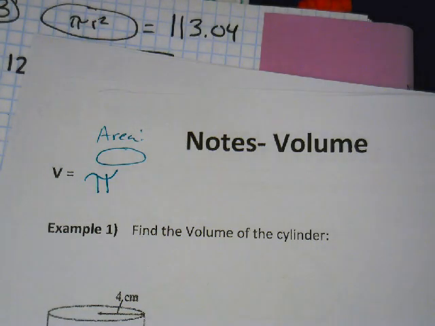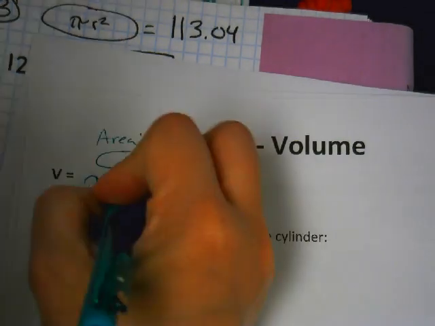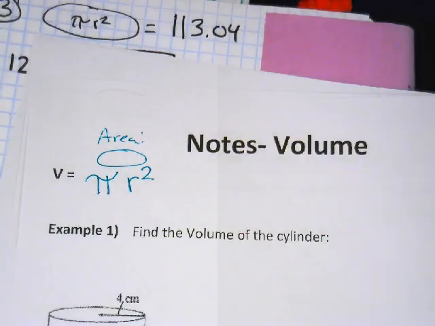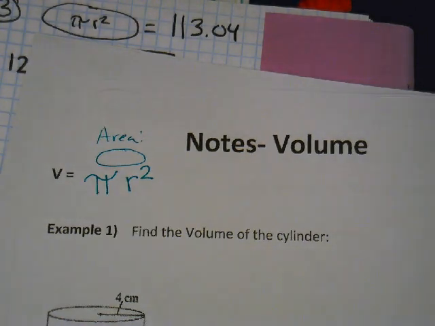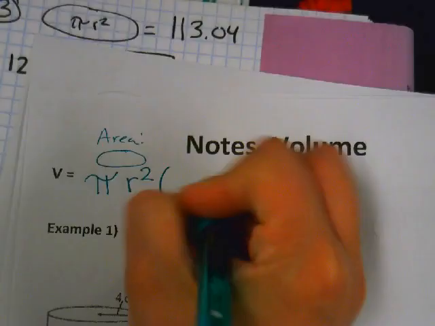Now, area is radius squared. So write this down now. Pi r squared. Pi r squared, not r pi squared. Pi r squared. Times, what do you think I'm going to multiply this by?